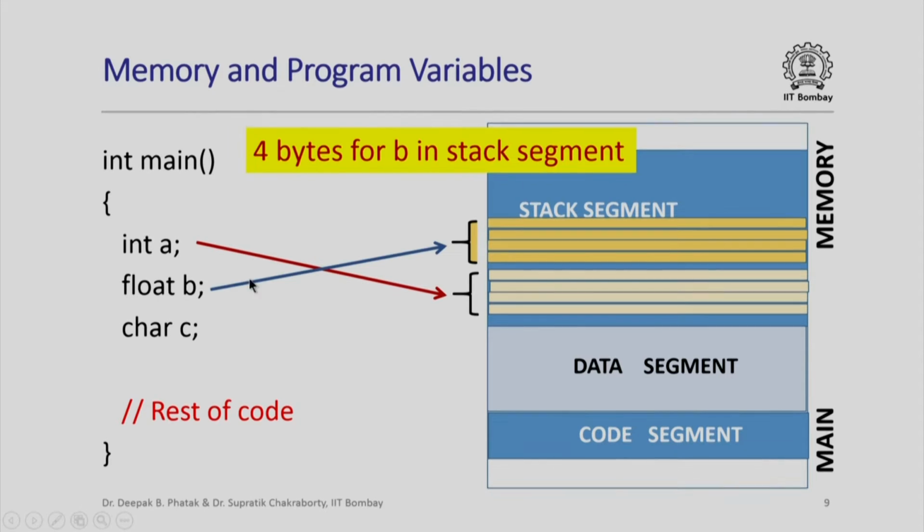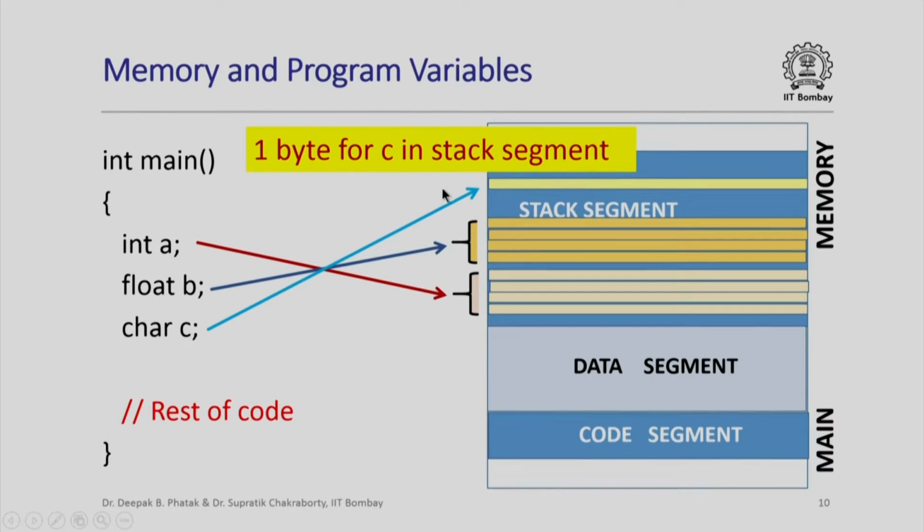Similarly, for the variable b, which is of type float, if you recall, we need 32 bits for float data type, so I need 4 bytes, and once again 4 consecutive memory locations in the stack segment will be reserved for storing the values of the variable b. Character, however, requires just 1 byte, and so we are going to reserve just 1 byte or 1 location in the stack segment for character c.